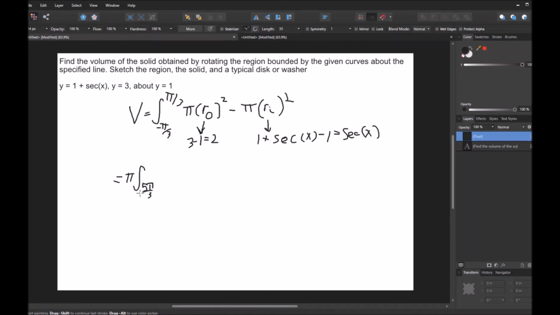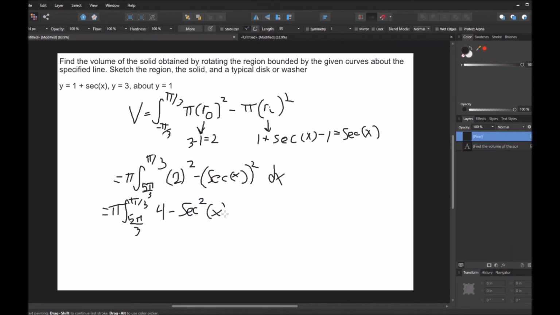So we have pi times the integral from 5 pi over 3 to pi over 3 of 2 squared minus secant of x squared, and this is dx as well. We're integrating with respect to x. And then when I go ahead and evaluate this, I'm going to get pi times the integral from 5 pi over 3 to pi over 3 of 4 minus secant squared of x dx.